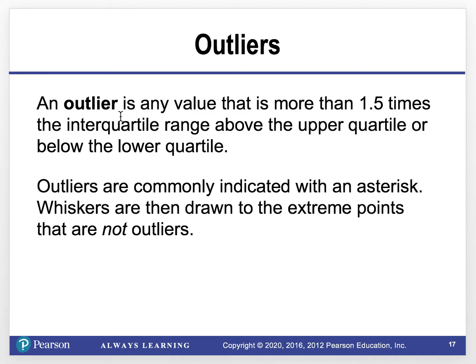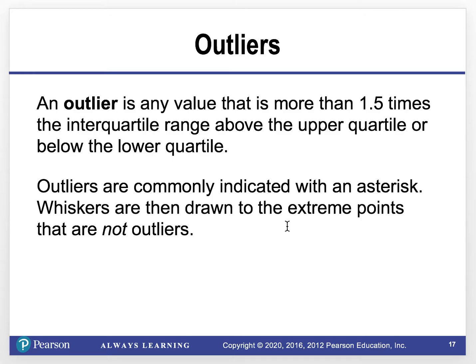An outlier is any value that's more than 1.5 times the interquartile range, either above the third quartile or below the first quartile. Okay, we'll indicate them with an asterisk, and then we only draw our whiskers to the points that are not outliers and mark the outliers with an asterisk.